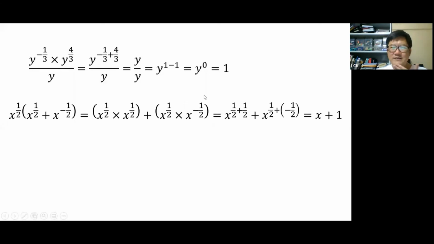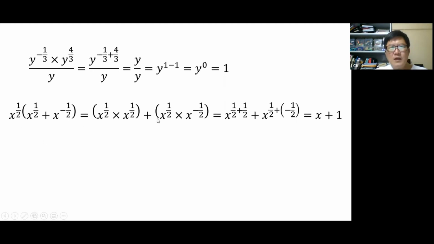Okay, what's this? This is x to the power of half, multiplied by the contents of this bracket, which is x to the power of half plus x to the power of minus half. Again, you spread it out. I call it spreading it out. So this x to the power of half is multiplied by x to the power of half, and that's here. And this x to the power of half is multiplied by x to the power of minus half, and that goes on here. And that's a plus sign, so retain the plus sign there.